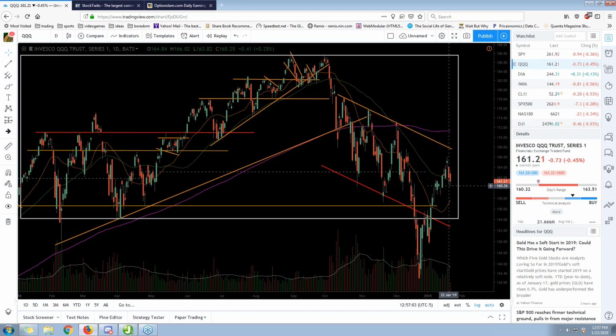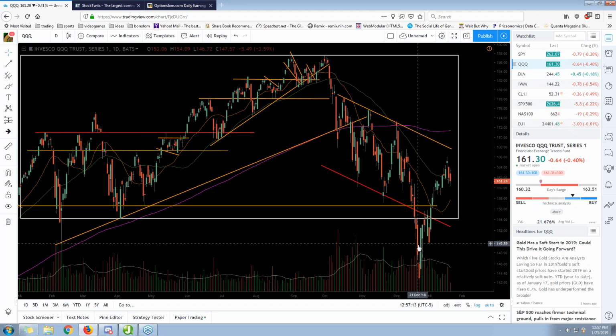I think at this point, it's a matter of seeing how we handle the selling that's coming in. And I think we got plenty of room to the downside before we need to really worry about a return to the price action we saw at the end of last year.